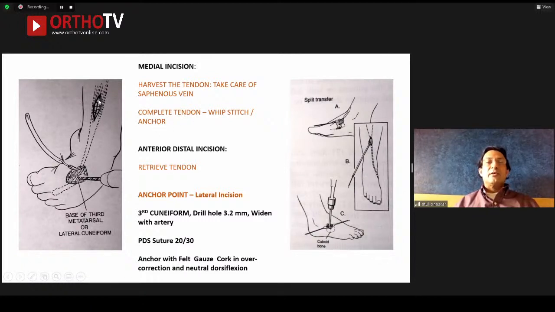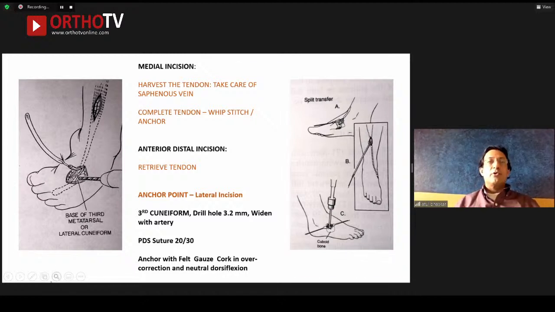Take the anterior distal incision to retrieve the tendon from here, and then a lateral incision for the anchor point on the third cuneiform, where you make a drill hole, and you can use a whip stitch, either PDS, and then anchor it to the sole of the foot with a felt or a gauze in the correct neutral position with neutral dorsiflexion and eversion.